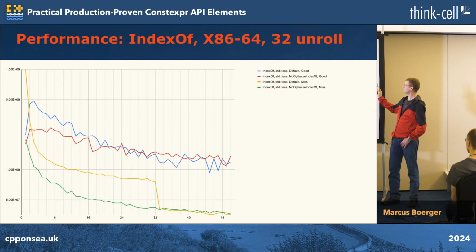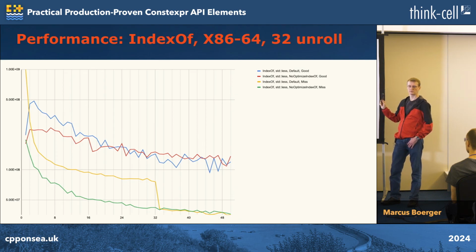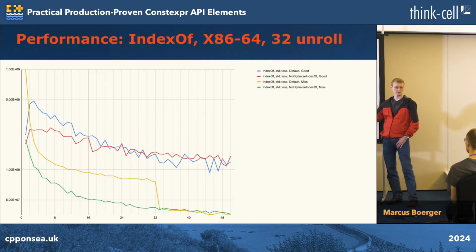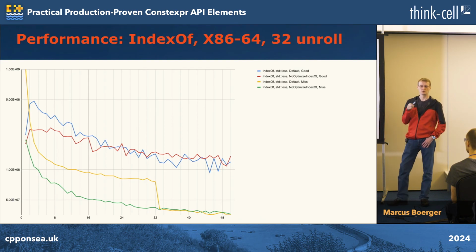And then the top two lines, blue and red, are for the good version where we actually find the element. And the other ones, the yellow and the green ones, are the ones where we don't find the element, so a miss. And why is the yellow line much faster? Because it's much easier. There's no loop involved, no nothing.